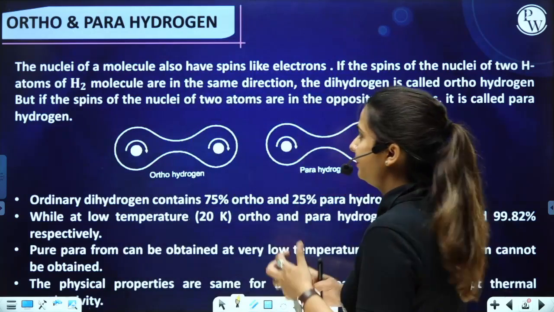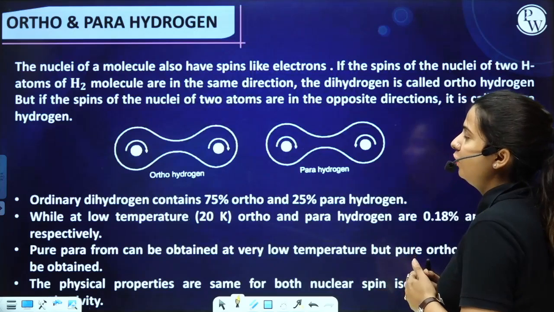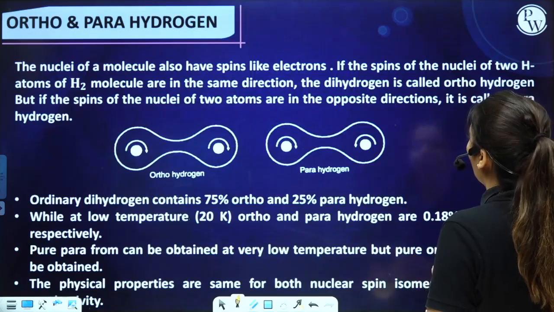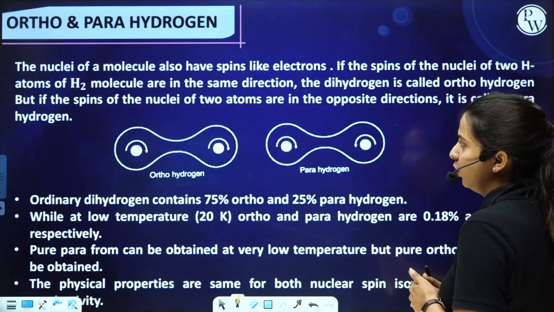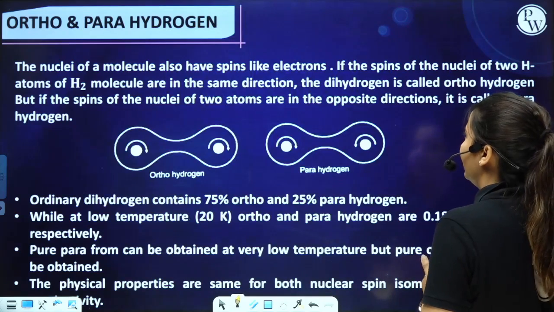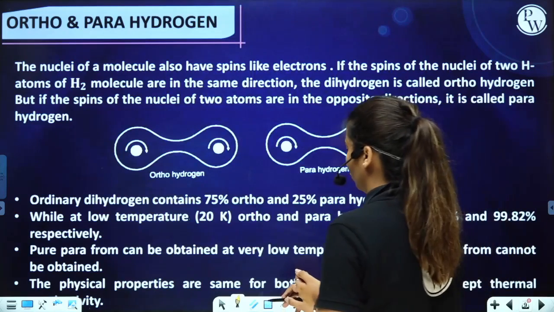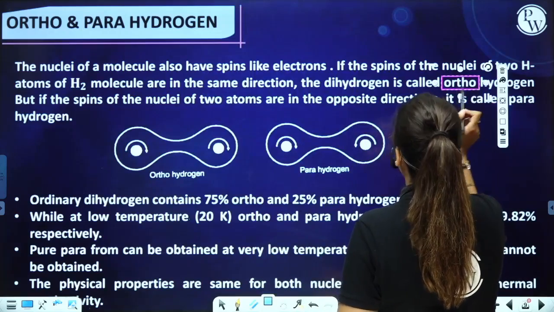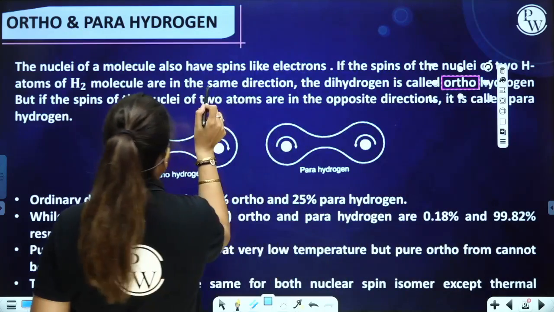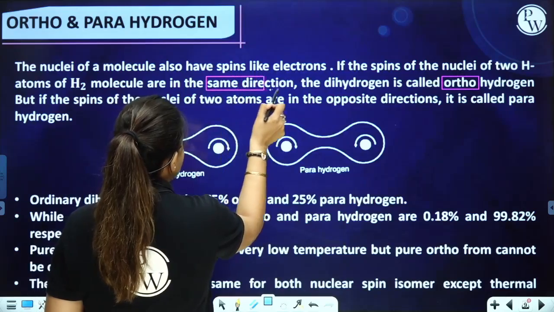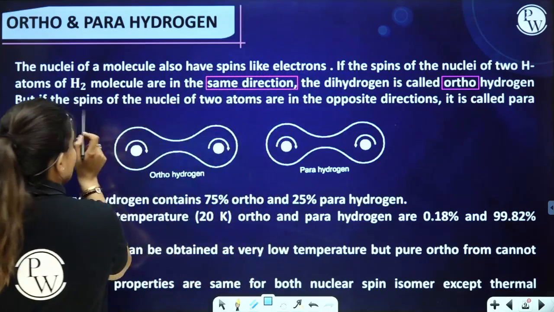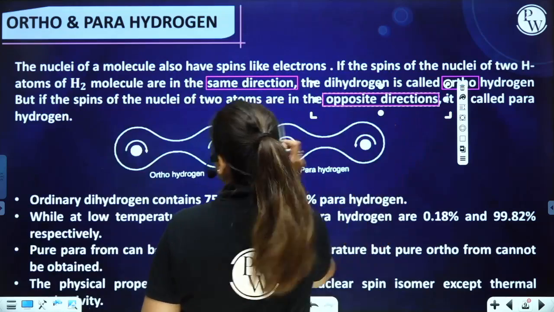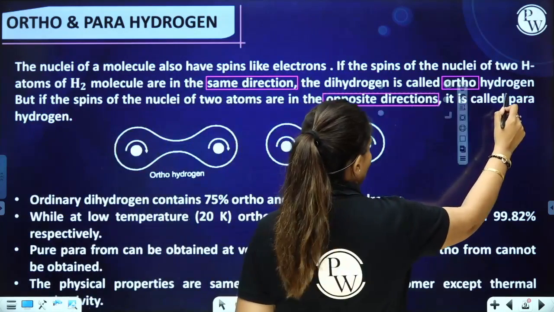See, the nuclei of the molecule also have spins like electrons. If the spins of the nuclei of the two hydrogen atoms of H2 molecule are in the same direction, the dihydrogen will be called as the ortho. Ortho, I am simply writing over here that the spin will be having the same direction, and if it is in the opposite direction, it will be called as the para.